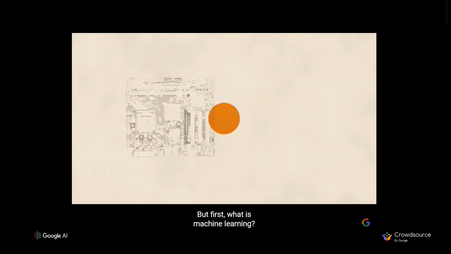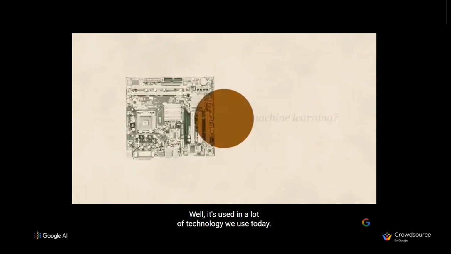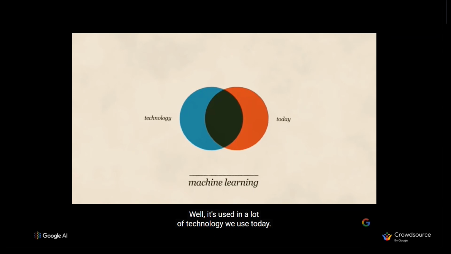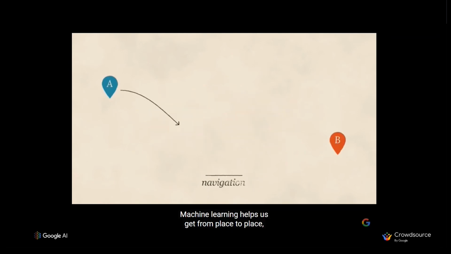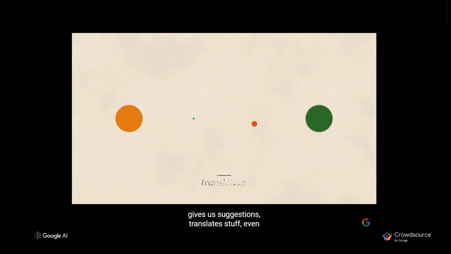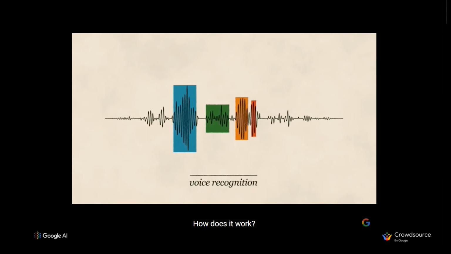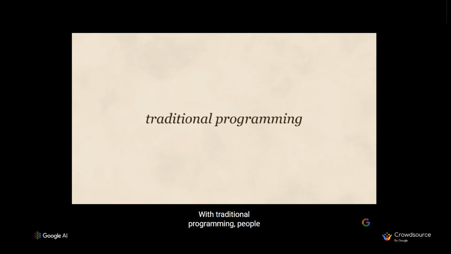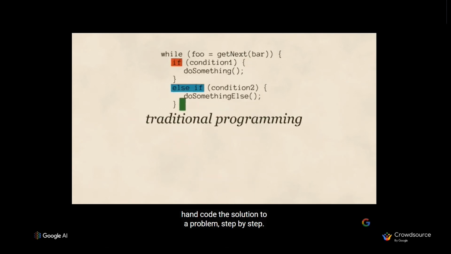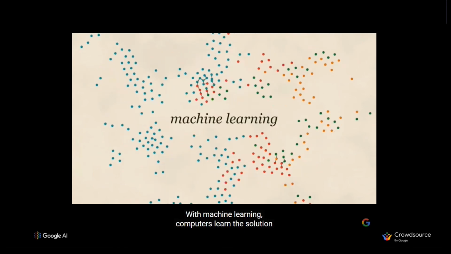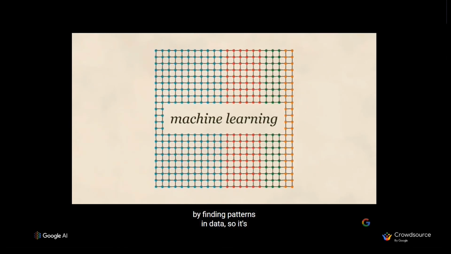But first, what is machine learning? Well, it's used in a lot of technology we use today. Machine learning helps us get from place to place, gives us suggestions, translates stuff, even understands what you say to it. How does it work? With traditional programming, people hand code the solution to a problem, step by step. With machine learning, computers learn the solution by finding patterns in data.